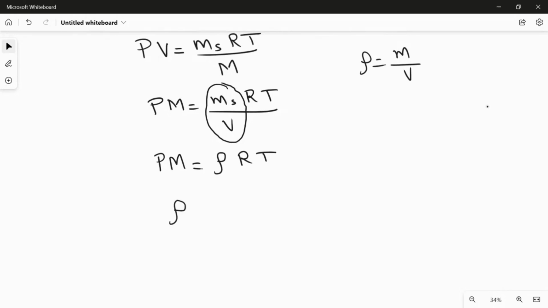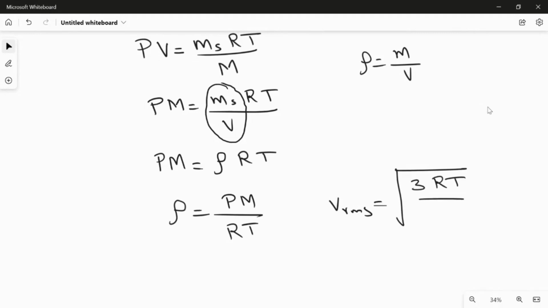Therefore, rho is equal to PM over RT. Now I'm going to use the vrms equation. Vrms is given by the square root of 3RT over M. So now you have to see this rho as well as here. Here we have RT over M, but in rho we have M over RT. Now, in place of RT over M, I'm going to substitute this rule.